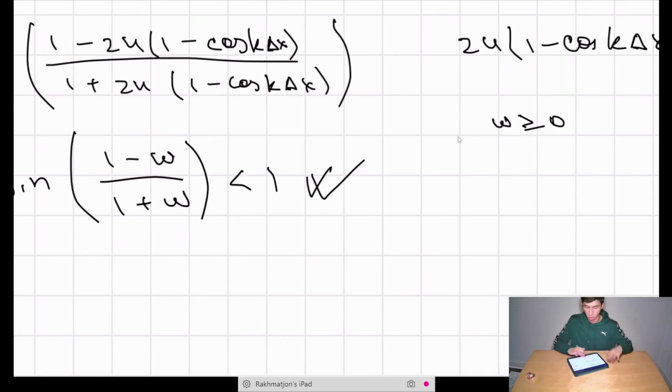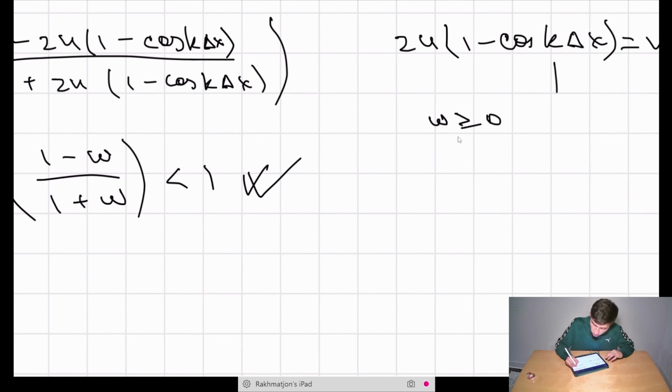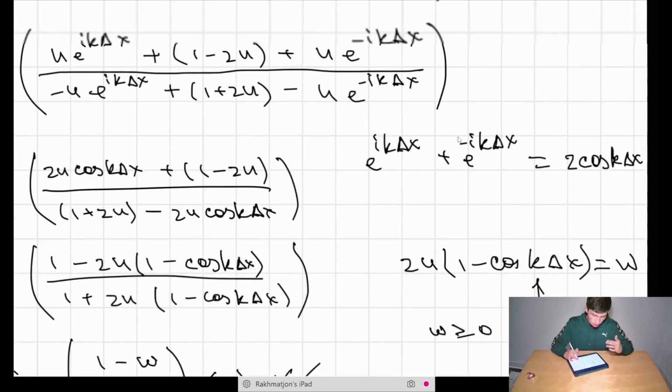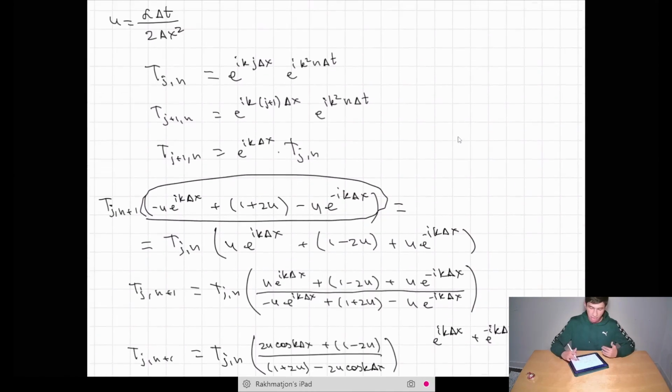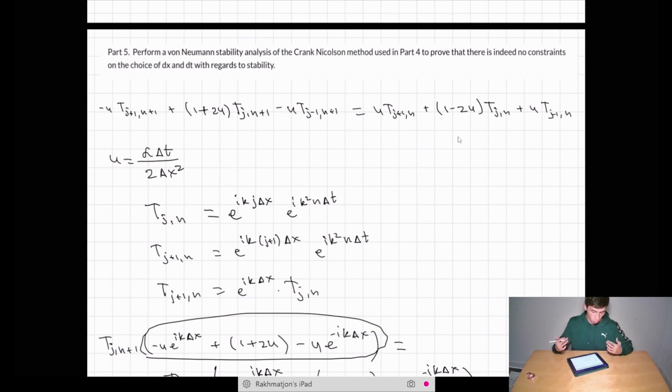No matter what we choose for our k value, which means the result is independent of k, this proves that our von Neumann stability analysis shows that the Crank-Nicolson method used to find the temperature profile of our bar is unconstrained on the choice of dx and dt regardless of stability. Okay, thanks for your attention.